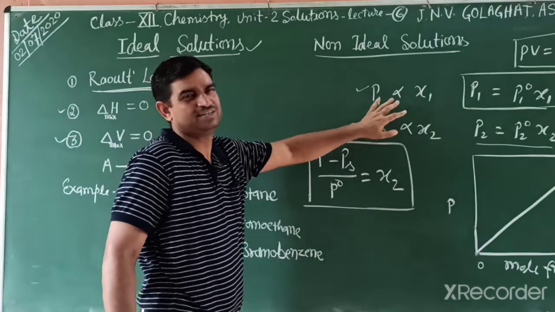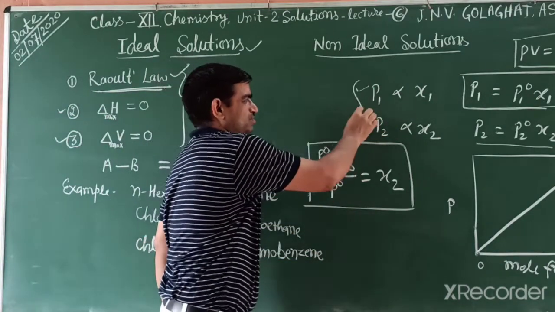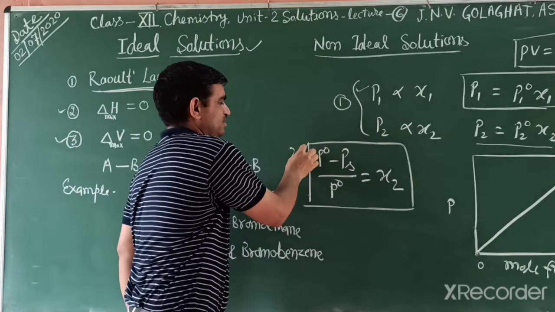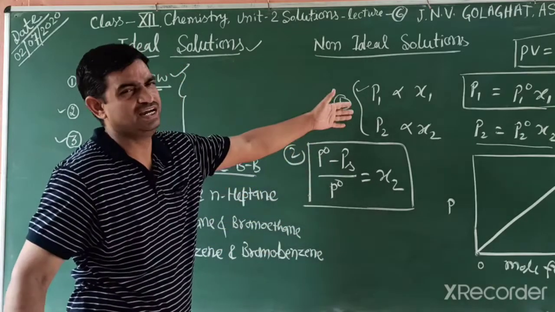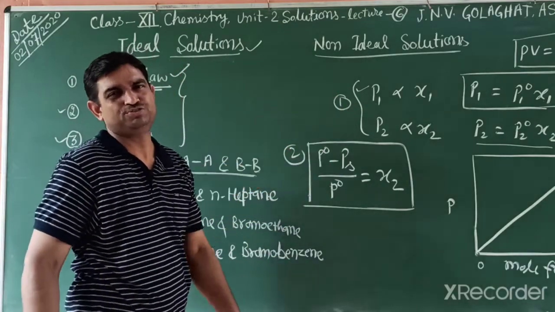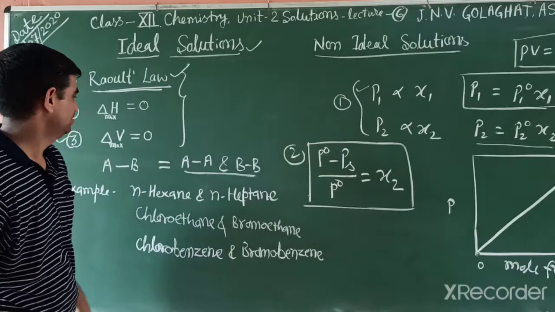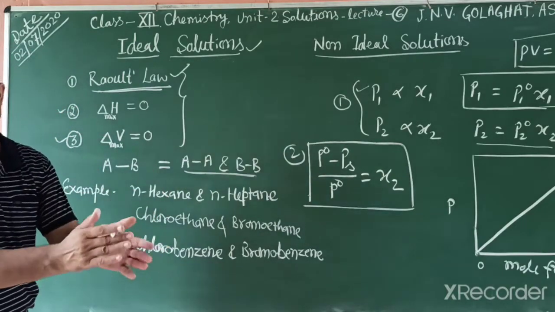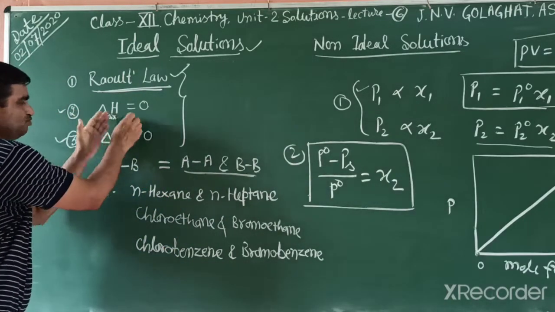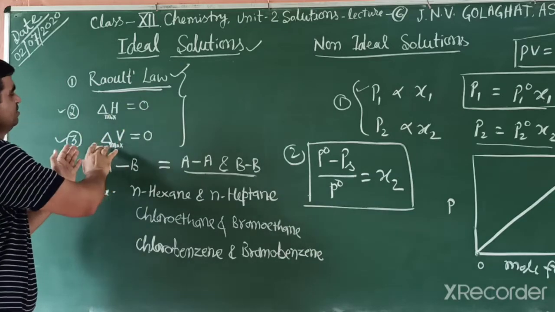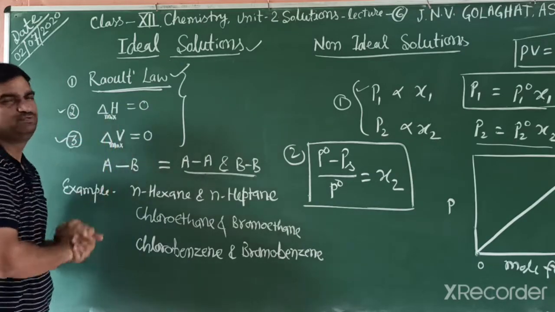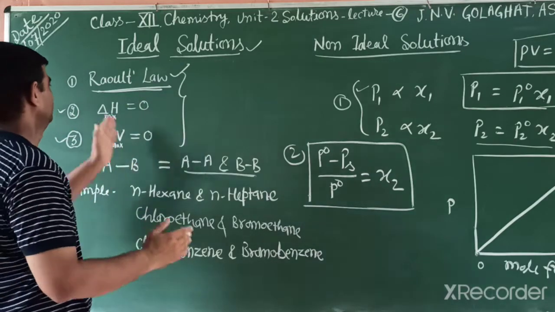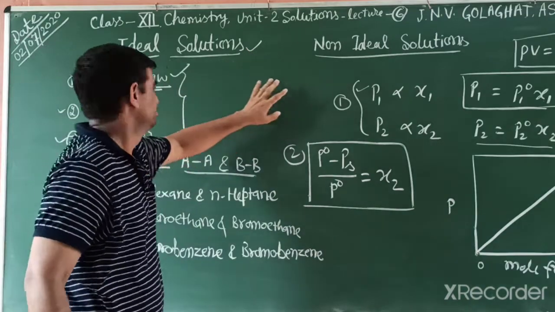Already we studied what Raoult's law is. This one is Raoult's law in one form and this is another form. If both are volatile, or one solute is non-volatile, this is Raoult's law. For an ideal solution, if you mix, the enthalpy of mixing should neither increase nor decrease, and the volume of mixing should be zero.